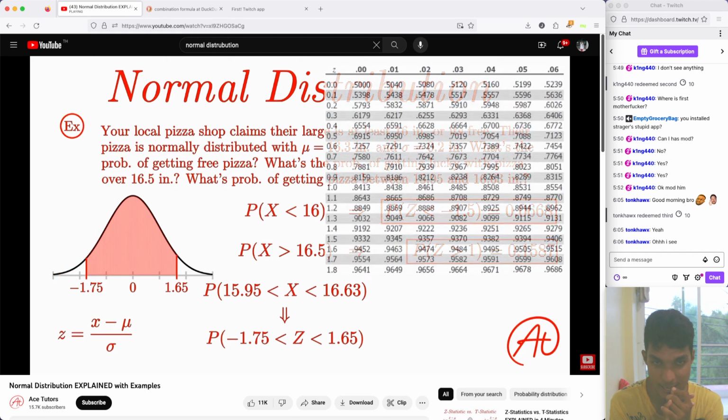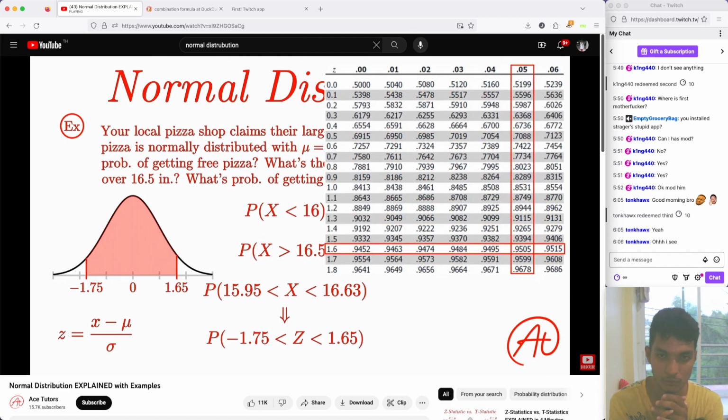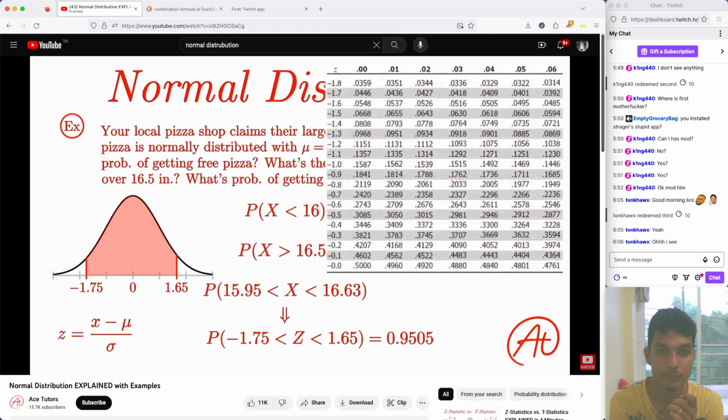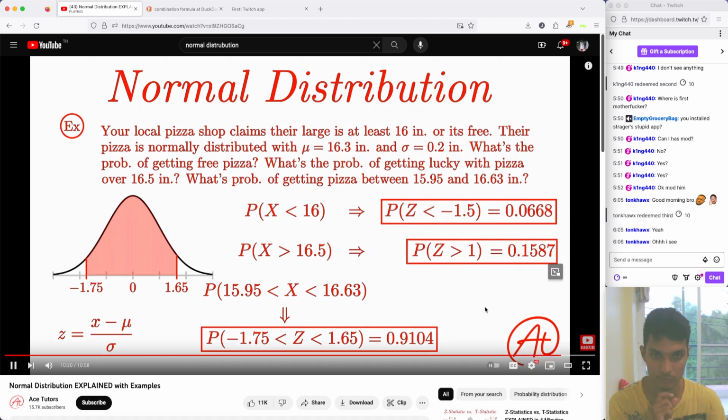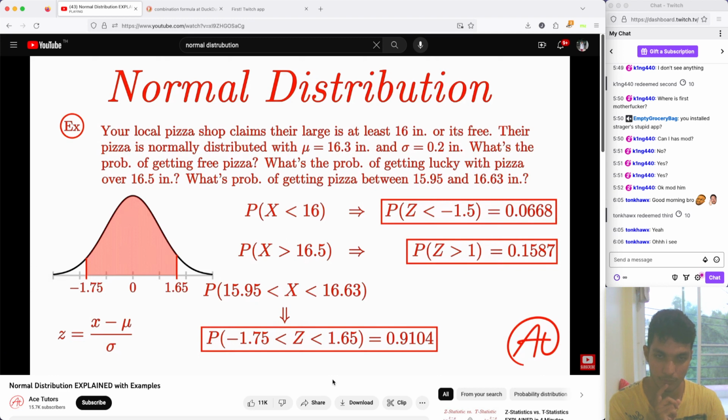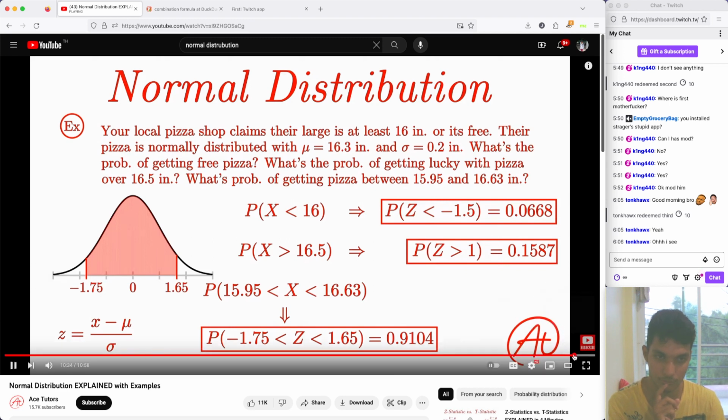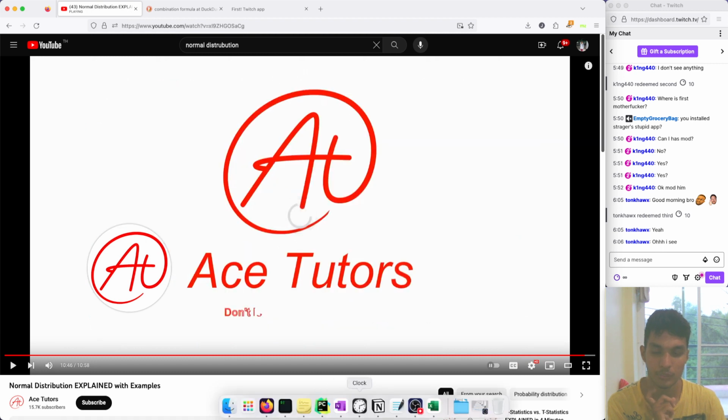Looking in our positive z-score chart, we find the area below a z-score of 1.65 is 0.9505. And then looking in our negative z-score chart, we find the area below a z-score of negative 1.75 is 0.0401. Subtracting these values, we get our answer of 0.9104, or a 91.04% chance of getting a pizza between 15.95 and 16.63 inches. Cool, makes sense.